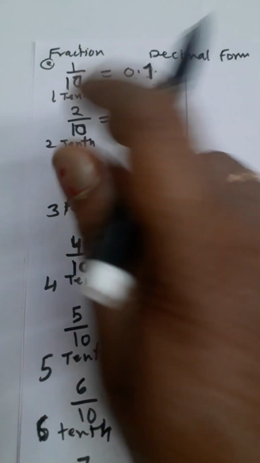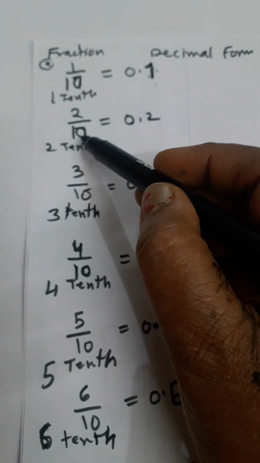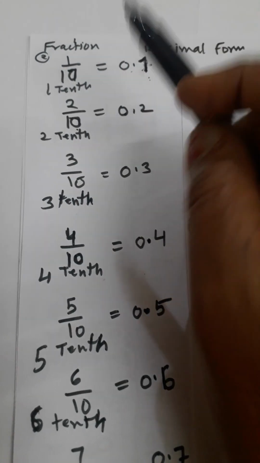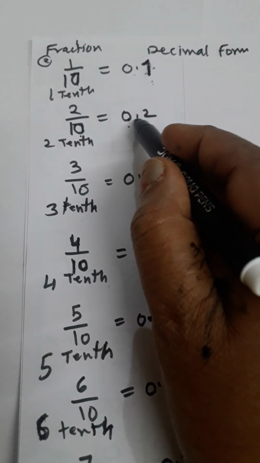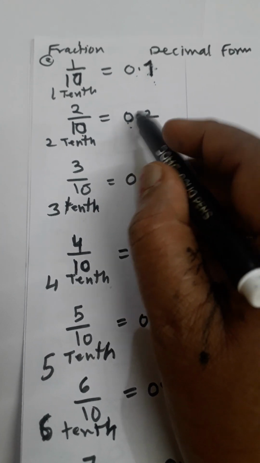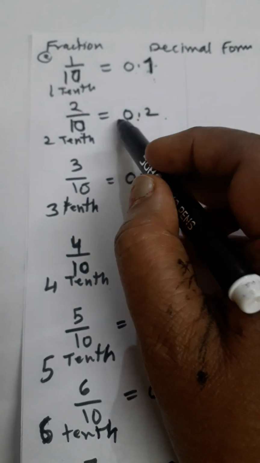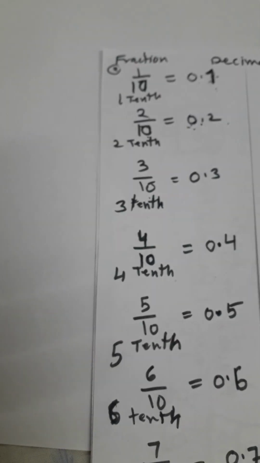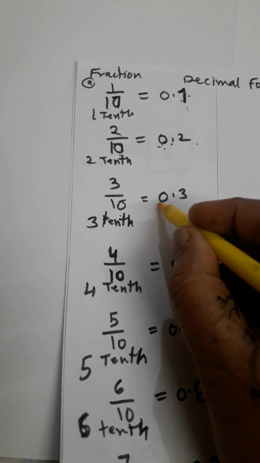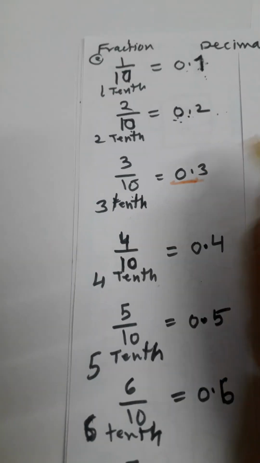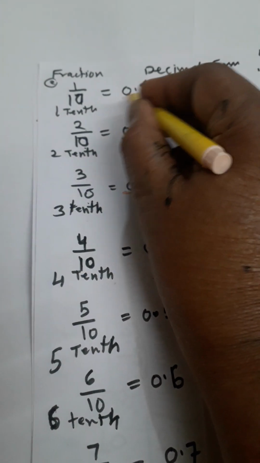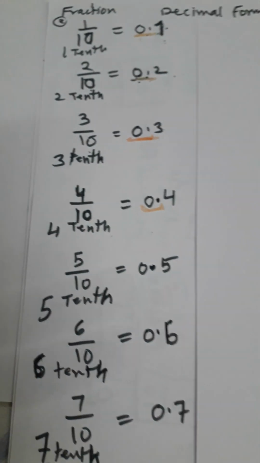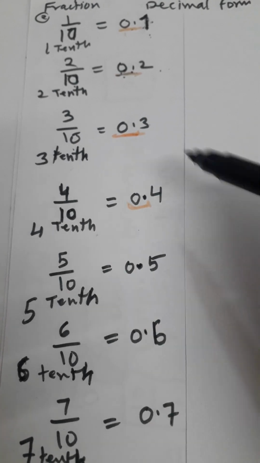For example, here 2/10. We hide this 10, and again I told you, you have to write 0 and the decimal sign. After that we write the numerator, so it will be 0.2. Here 3/10: first you have to write 0 and the decimal sign. Okay, this is called the decimal sign, and it is fixed everywhere. Then we write down whatever the number is in the numerator.